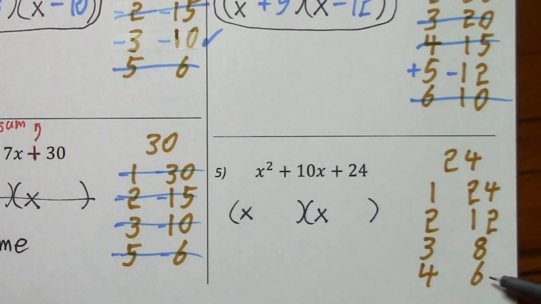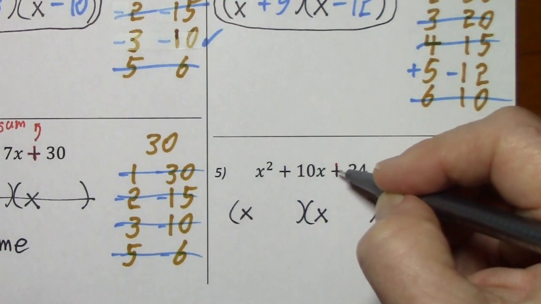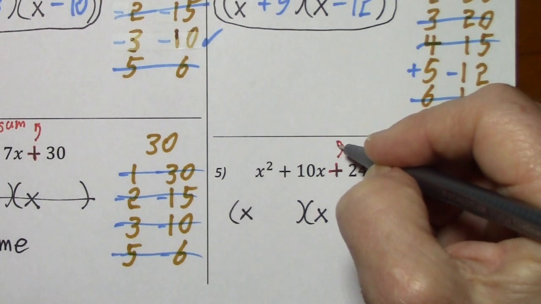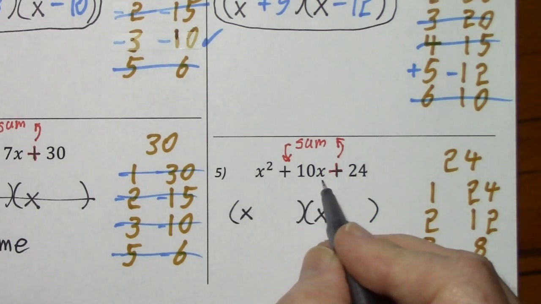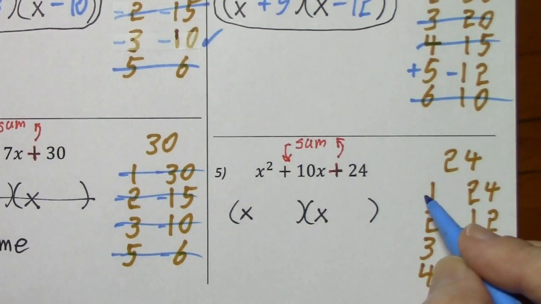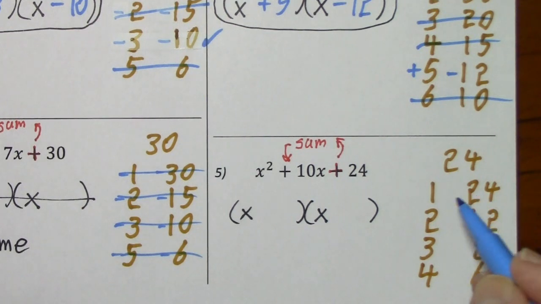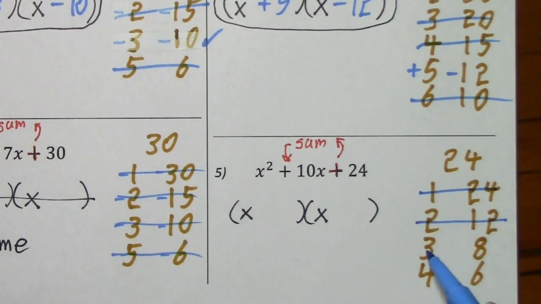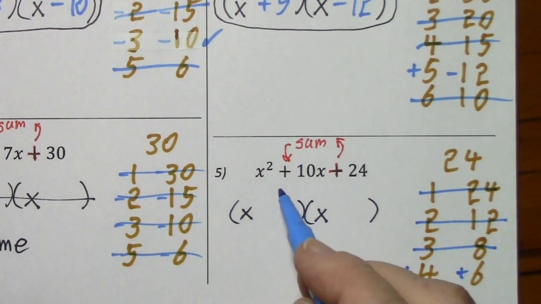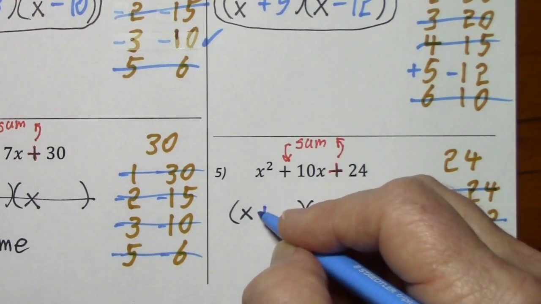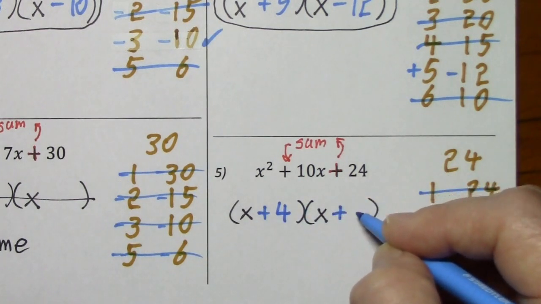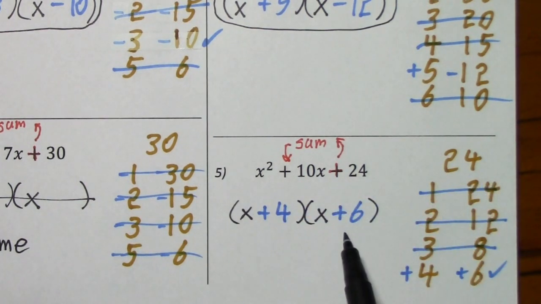So to decide which factor pair, we notice the sign of the last term is positive. So we want a sum of positive 10. So the signs must be the same. That won't work, that won't work, that won't work. But if we had positive 4, positive 6, we can get our middle term. So here's our factor pair. You just plug in the positive 4, positive 6, and you have the factored form of the original polynomial.